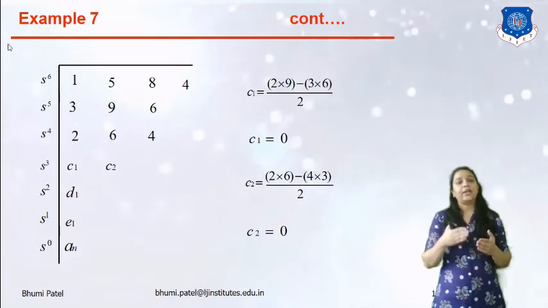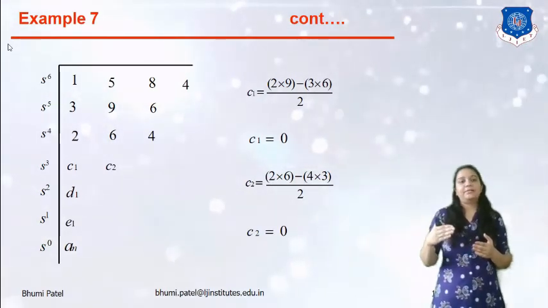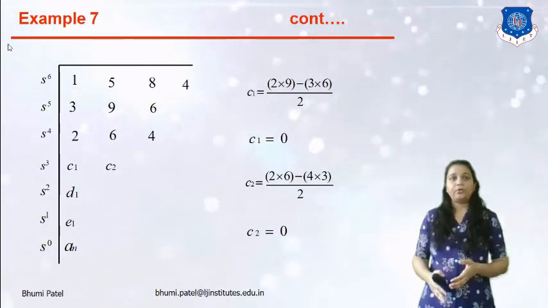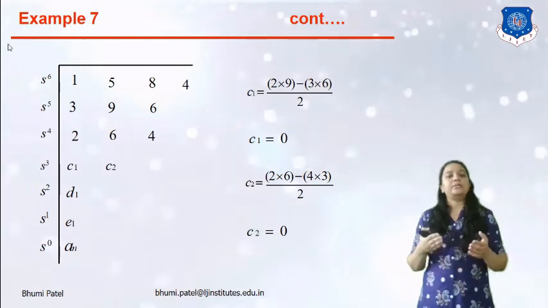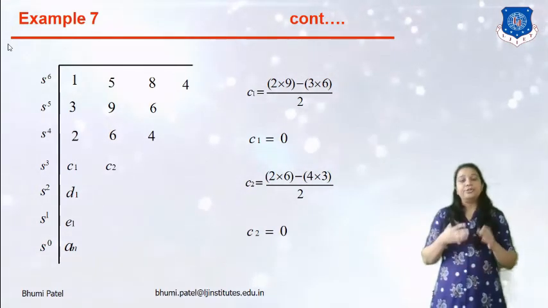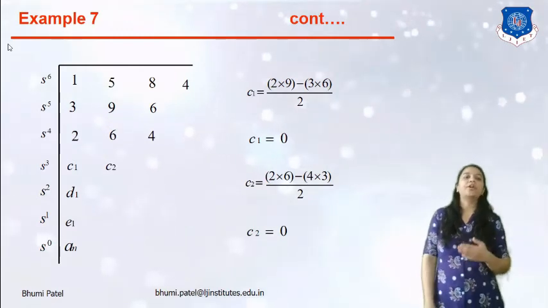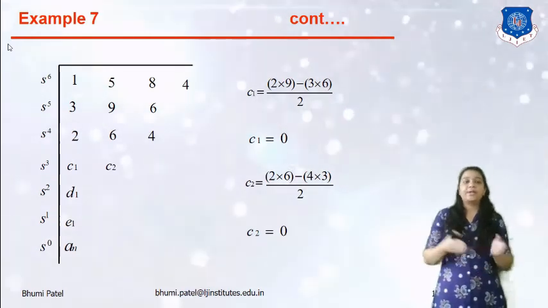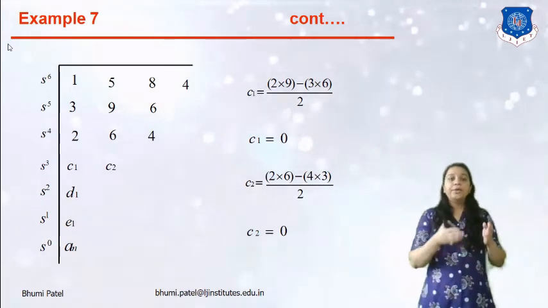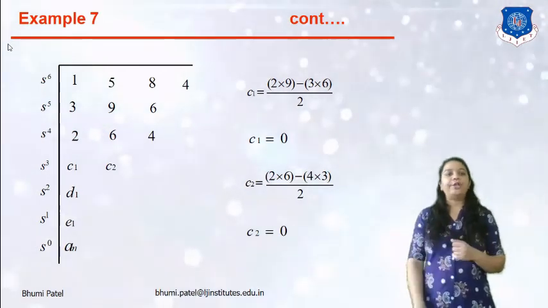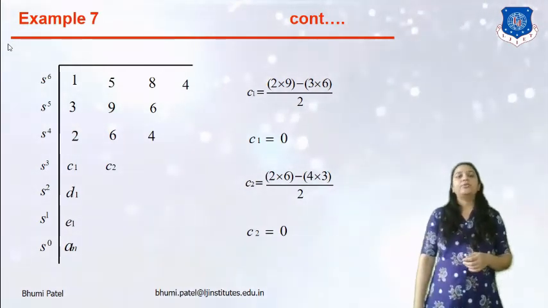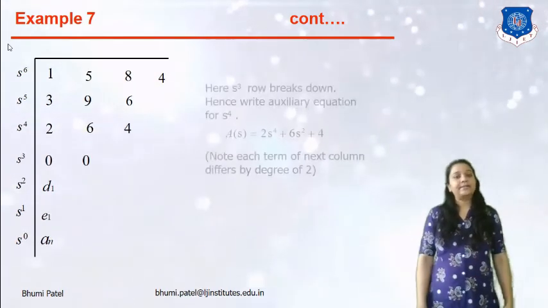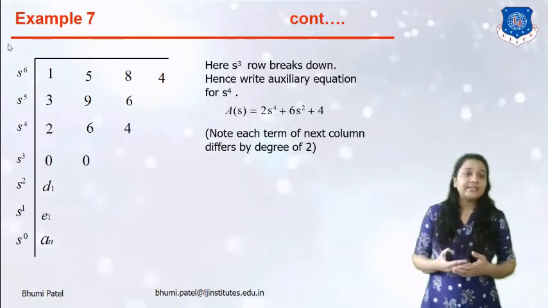For that we cannot consider the first row. We consider the second and the third row. So the equation of C1 is equal to 2 into 9 minus 3 into 6 divided by 2. So C1 is equal to 0. Now for C2 we cannot take the second column value. We take the first and the third. So the equation will become 2 into 6 minus 4 into 3 divided by 2. So C2 is equal to 0. Okay, so the values of C1 and C2 are both 0. So here case number 2 is applicable.